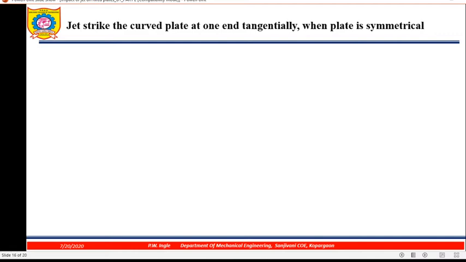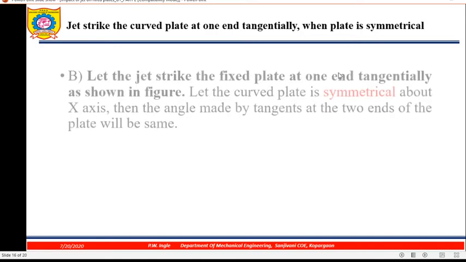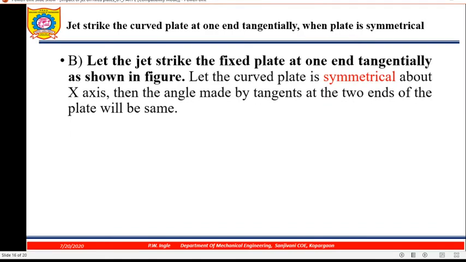Up till now we have discussed the case of fixed curved plate in which the jet strikes at the center of the plate. Now case number 2 is: the jet strikes the curved plate at one end tangentially, when the plate is symmetrical. So this is case number 2.